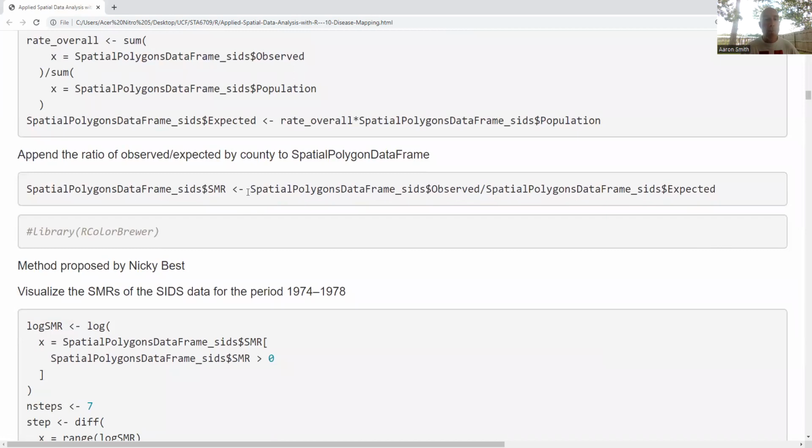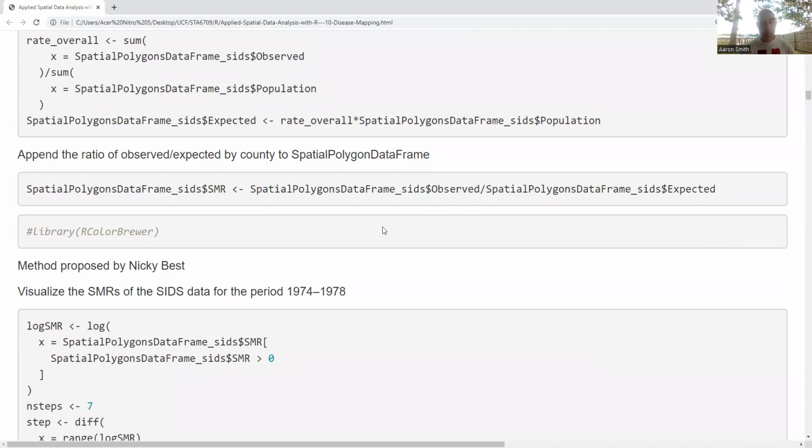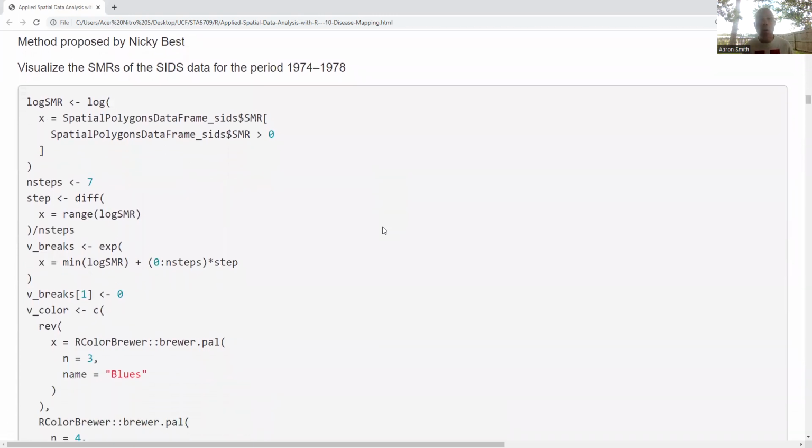Now here, I just go ahead and put this onto the data set. So I'm taking my SMR and I slap it onto the spatial polygon data frame. All right, so let's go ahead and take a look at what's going on. I'm going to take the log of SMR. Now I'm going to restrict this only to cases where it's positive, so I don't have any zeros floating around, because logarithms will give me problems if I have zeros.